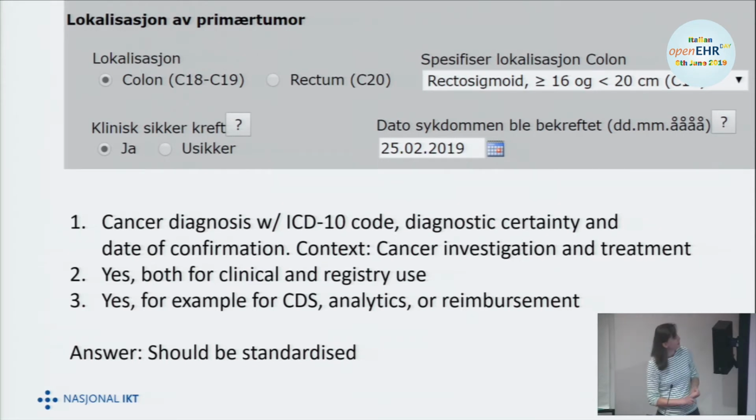The information here is the localization of a primary tumor, so if you can read that, you know Norwegian. Localization, these are ICD-10 codes. And there's a specific localization, and there's information about the diagnostic certainty at the date of confirmation, and the context is cancer investigation and treatment. And this information will be reused within its context for clinical and registry purposes, but it will also be reused outside its context for decision support, analytics, reimbursement, etc. So the answer to this, for this data, is that it should definitely be standardized.